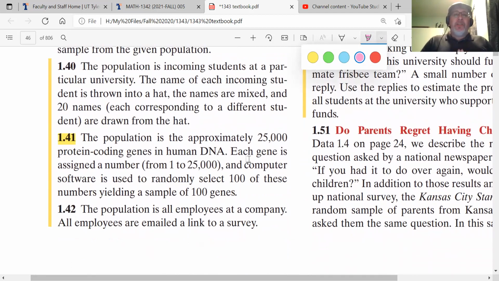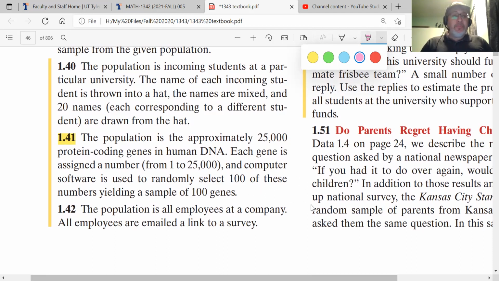Number 41, the population is approximately 25,000 protein coding genes in human DNA. Each gene is assigned a number from 1 to 25,000, and computer software is used to randomly select 100 of these numbers, yielding a sample of 100 genes. Is this a random sample? Yes, this is equivalent to drawing numbers out of a hat, and it explicitly says technology is randomly selecting 100 of these numbers.